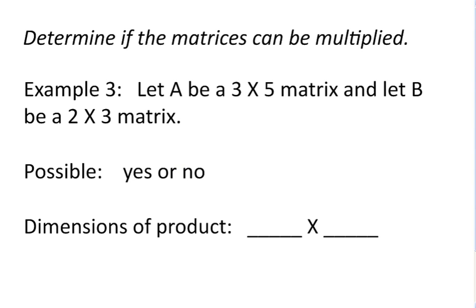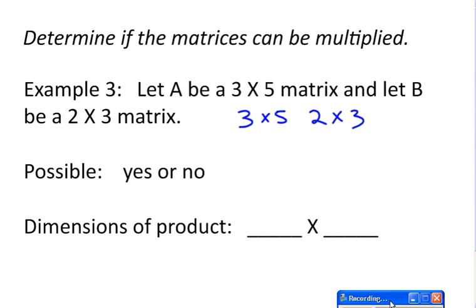Let's look at the last example. Let A be 3 by 5, and the second one is a 2 by 3. I'm going to pause here and give you a few seconds to try it on your own. Okay, so we look here in the middle. 5 and 2 do not equal each other, so no, the multiplication is not possible.